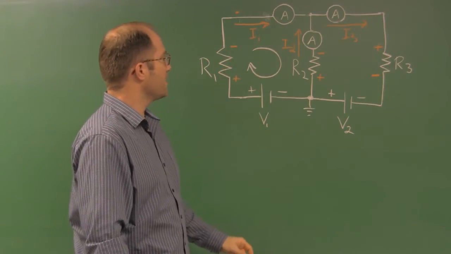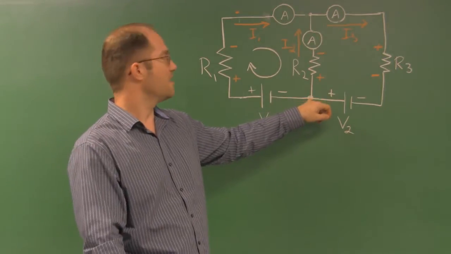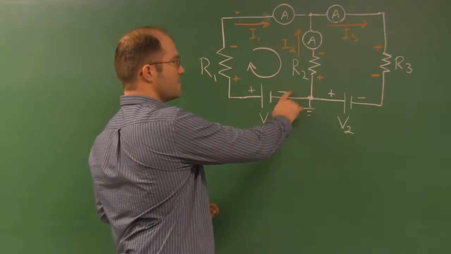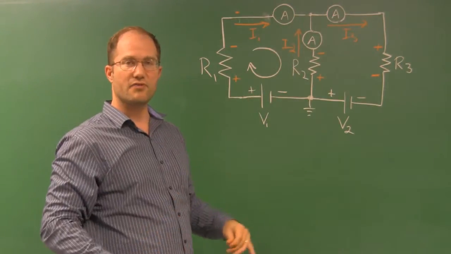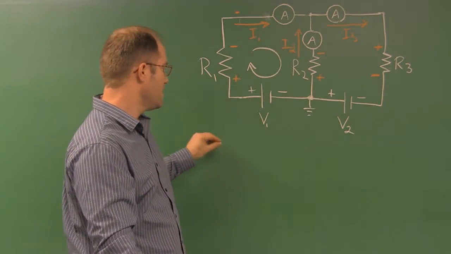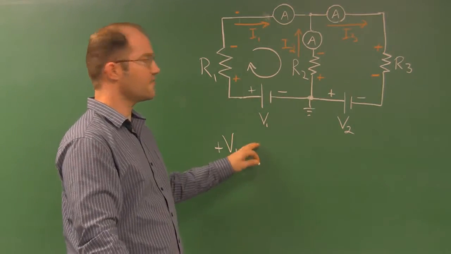So let's say I begin the loop right here, right where the ground point is. And we're going clockwise around the loop. And so as we go to the voltage supply, V1, we notice it goes from negative to positive. I have a voltage rise. That means I'm going to use a positive sign. So positive V1, that's our first thing.